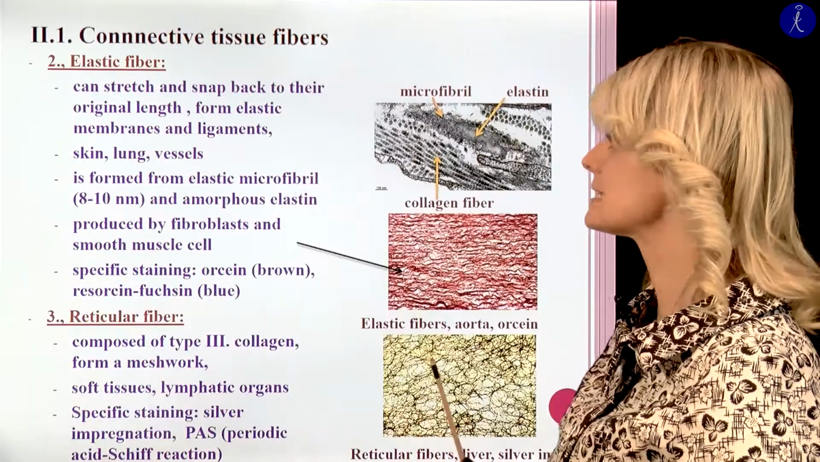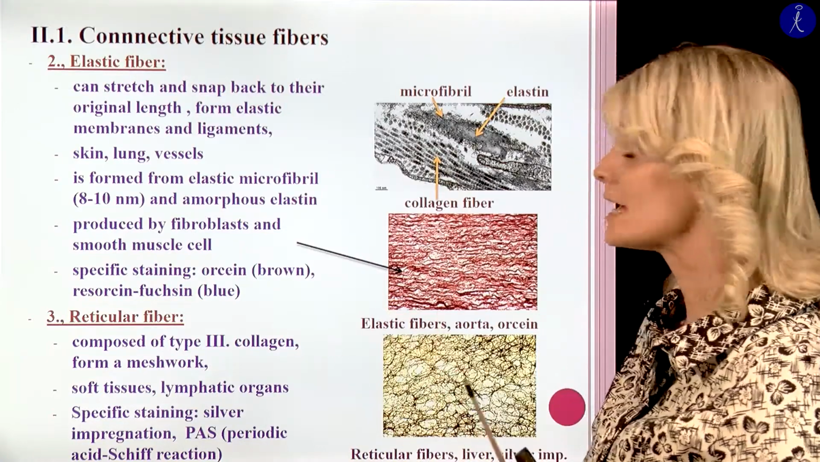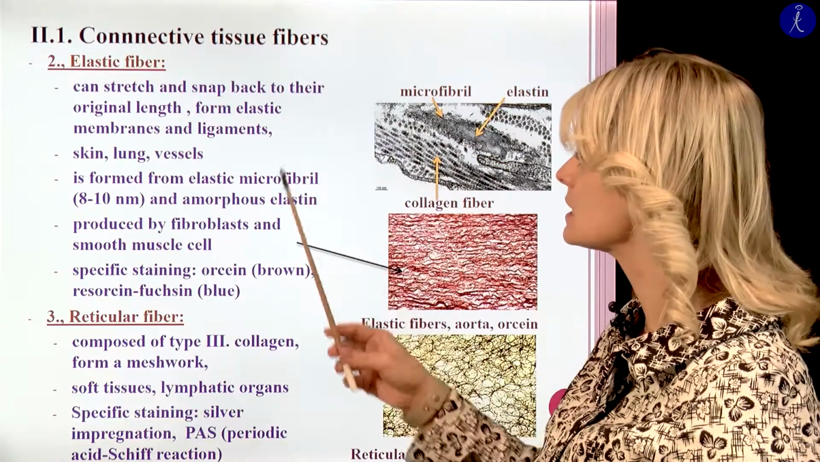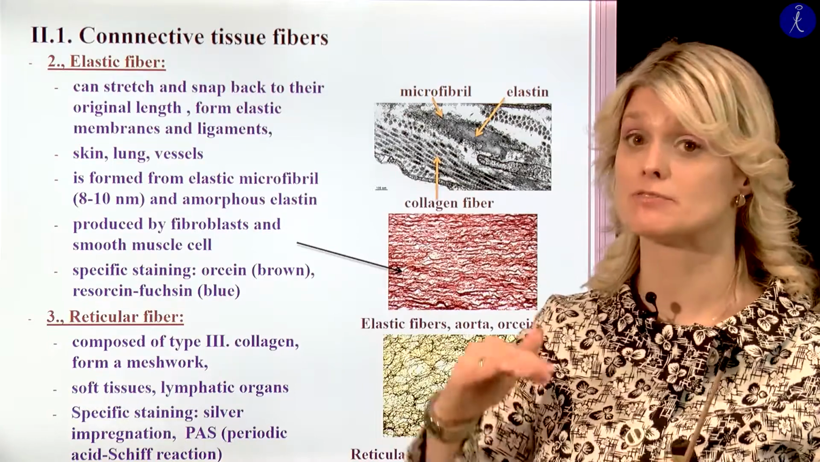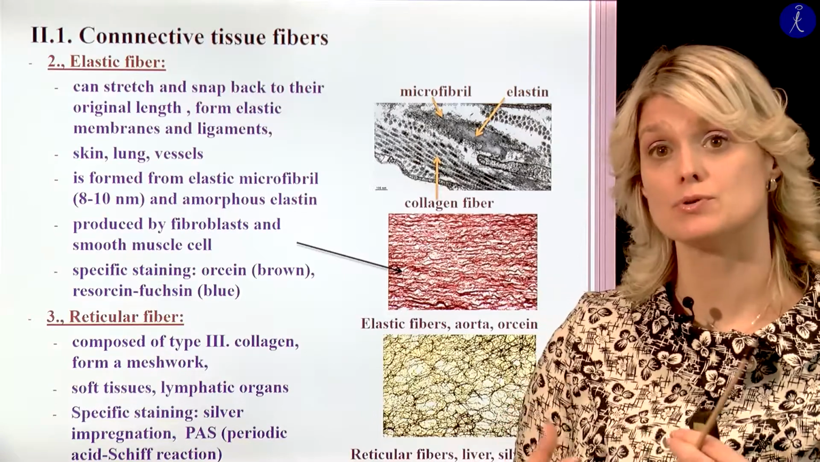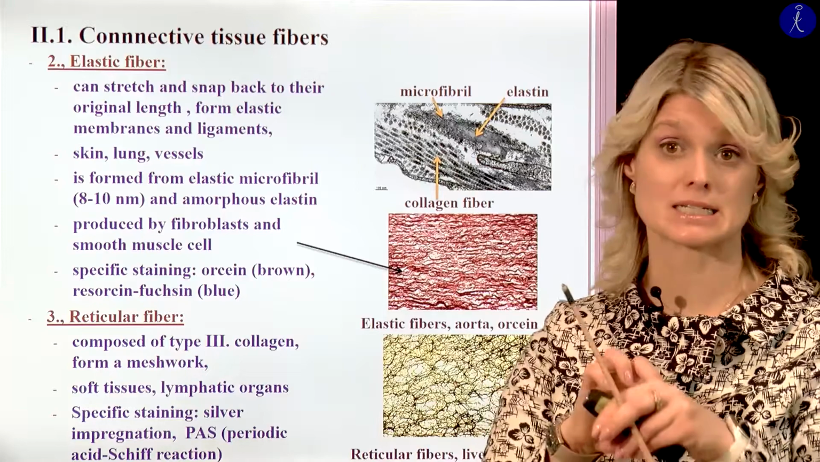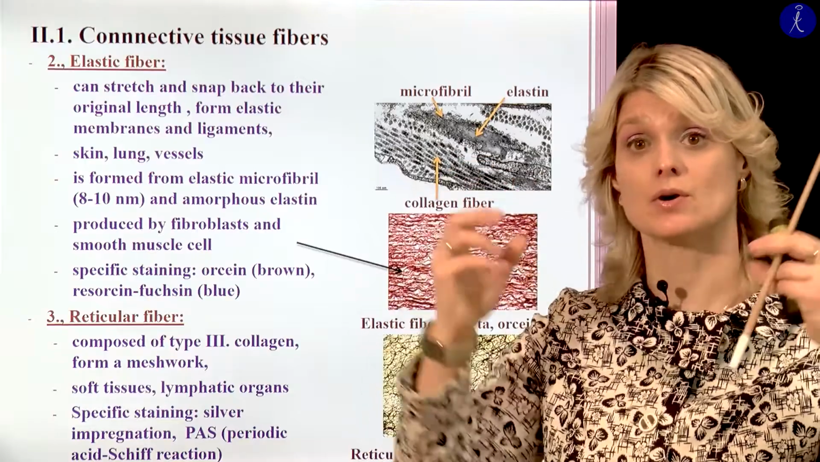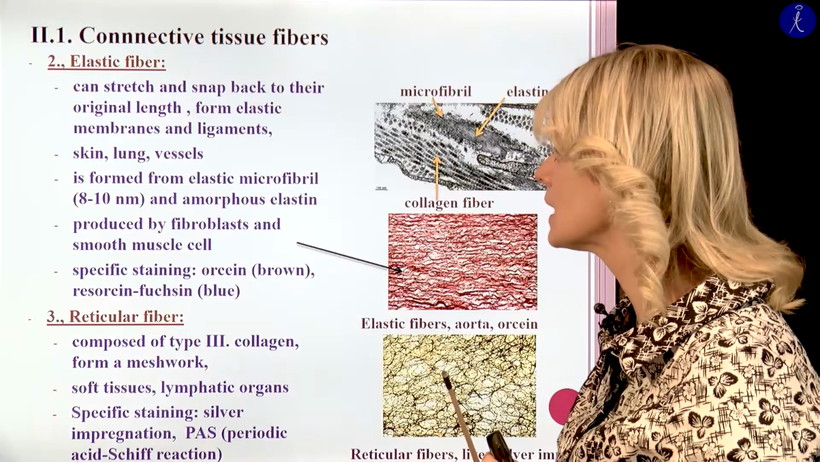After, the elastic fibers, they can stretch and snap back. It is a very special characteristic, and they can go back to the original length, and they can form different ligaments, they can form different membranes, and we have a huge amount of elastic fibers, for example, in the skin and also in the lung, when we need, you know, dilatation and a very big change in the volume.